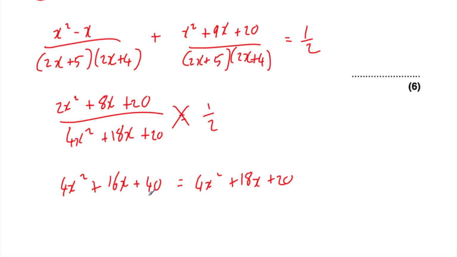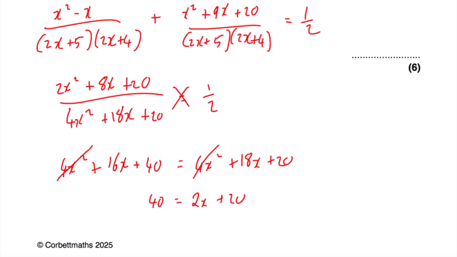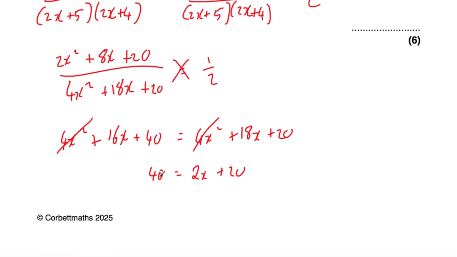Okay, now let's solve this equation. I'm going to take 4x squared away from both sides, so they would just go. I'm going to take 16x away from both sides, so that would leave me on the left hand side 40, equal to 2x plus 20. Now I'm going to take 20 away from both sides, so we get on the left hand side 20 equals 2x. Then divide both sides by 2, and we get that x equals 10.